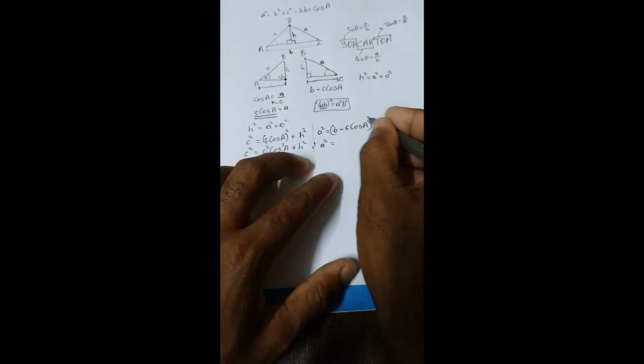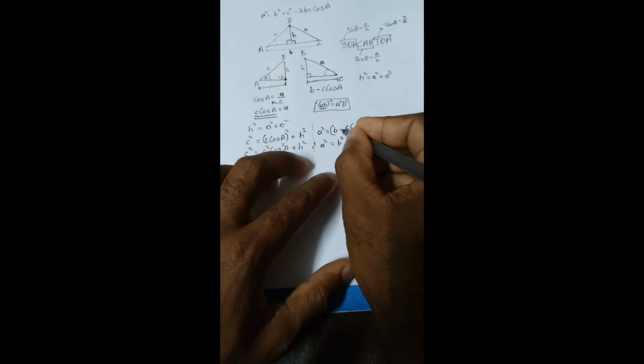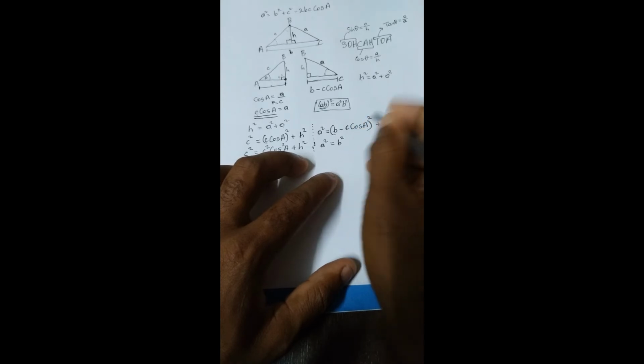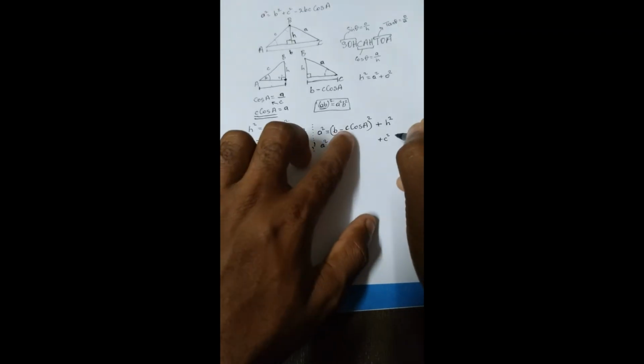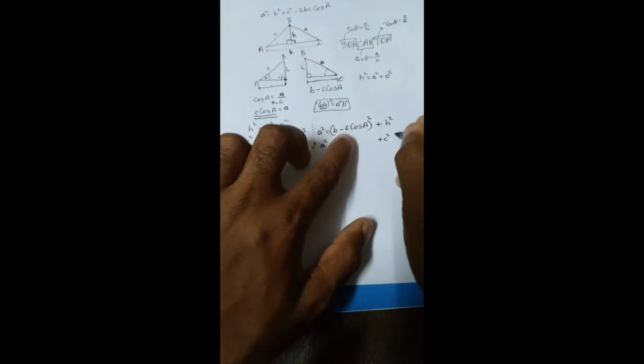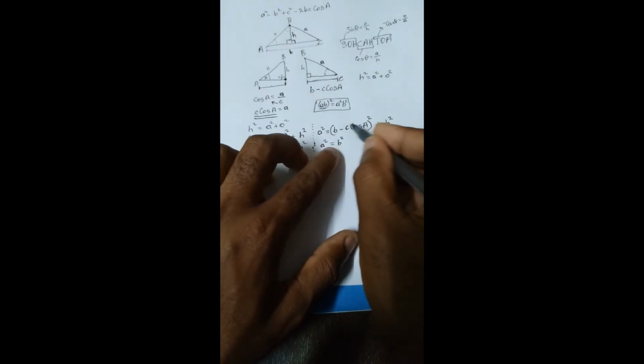So I'm going to square the b, so I'm going to have b squared. I'm going to square the minus c cos A. So I'm going to have c squared, which is positive, because when you square a negative number, we get a positive number, cos squared A.